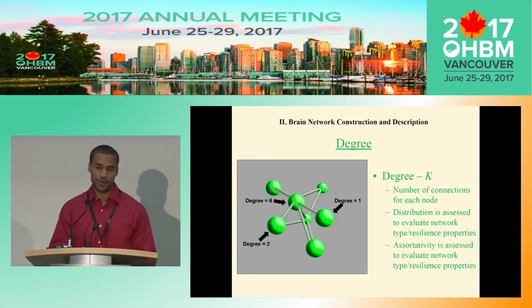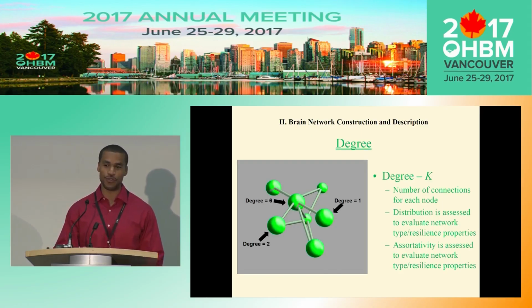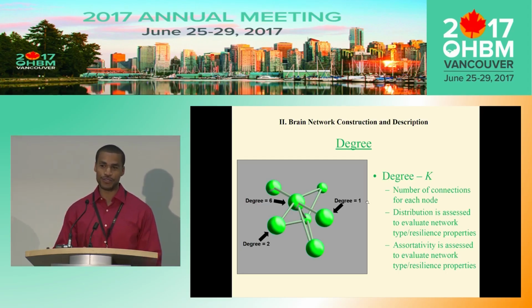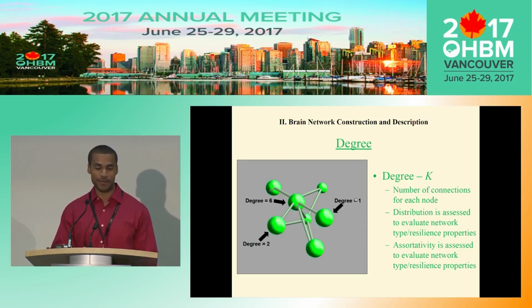processing. We often look at degree, which is just the number of connections of each node, or the sum of the weights of the connections of the nodes in the weighted network case. And we generally assess the distribution to assess the network type or resilience properties. So for instance, assortative networks where you have high degree nodes connected to high degree nodes and low degree nodes to low degree nodes tend to be resilient to random attack, but very vulnerable to targeted attack.